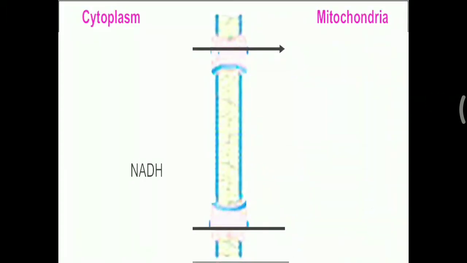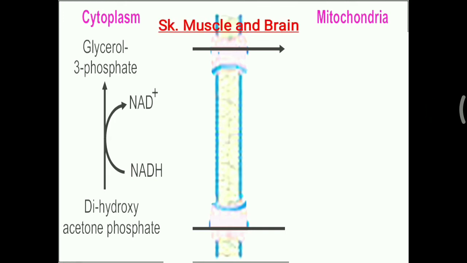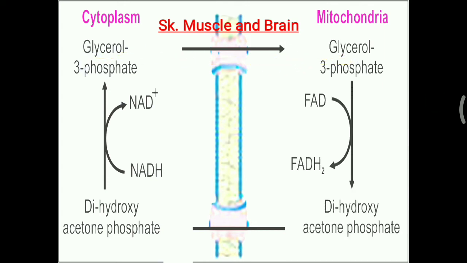So first, the NADH of the cytoplasm, in this system working predominantly in skeletal muscle and brain. With the help of NADH, dihydroxyacetone phosphate, DHAP, is converted to G3P, glycerol 3-phosphate. Now this glycerol 3-phosphate goes to the mitochondria. Again it is converted into DHAP, but this time, instead of NAD plus, FAD is converted into FADH2. So dihydroxyacetone phosphate is generated, and this DHAP can come back.